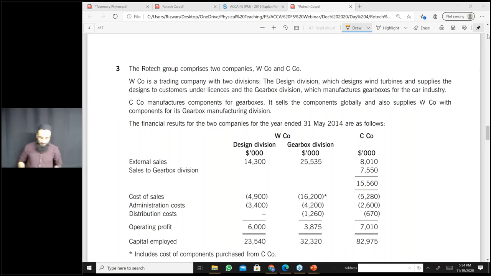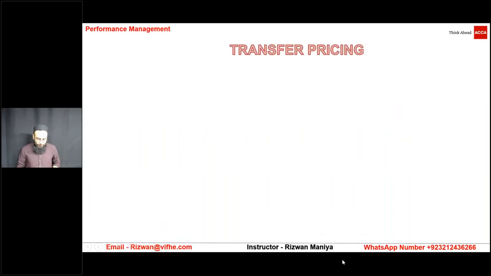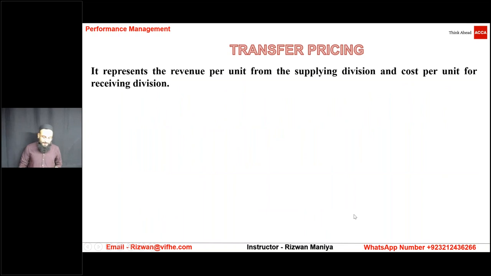Okay? So, Roadhack company. Now, one thing, because you know what transfer price is, first of all. If you don't know, I'll give you a quick idea. Transfer price is revenue per unit for the supplying division and cost per unit for the receiving division. Okay? Cost per unit for the receiving division. Getting the point?